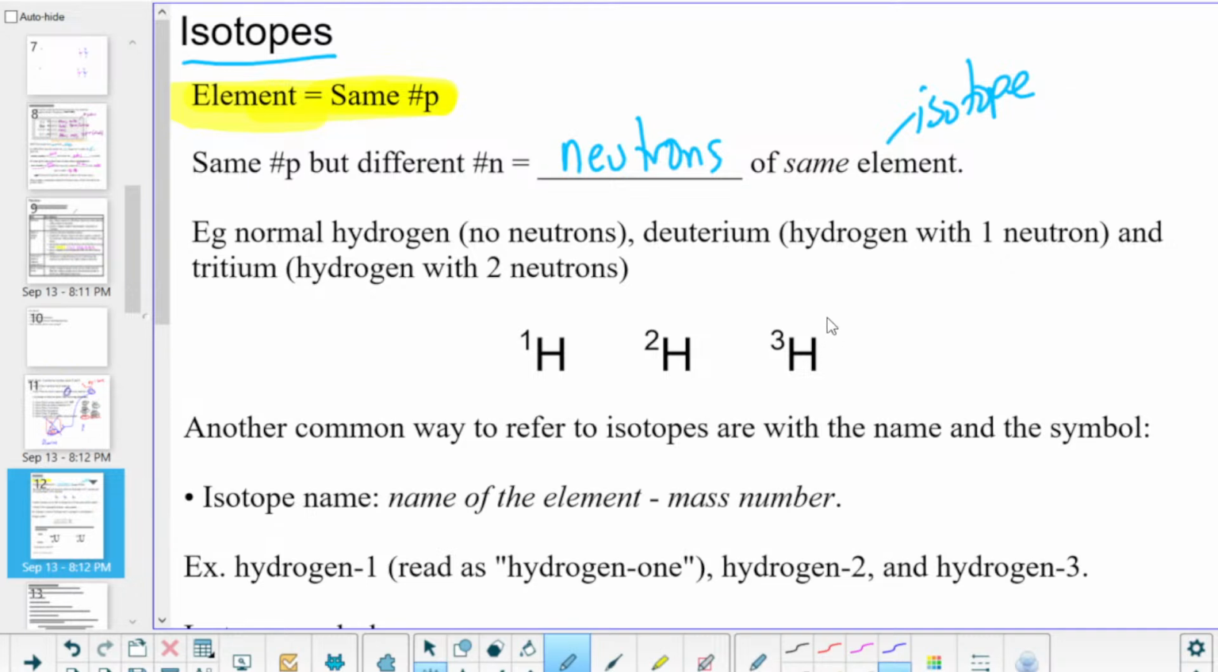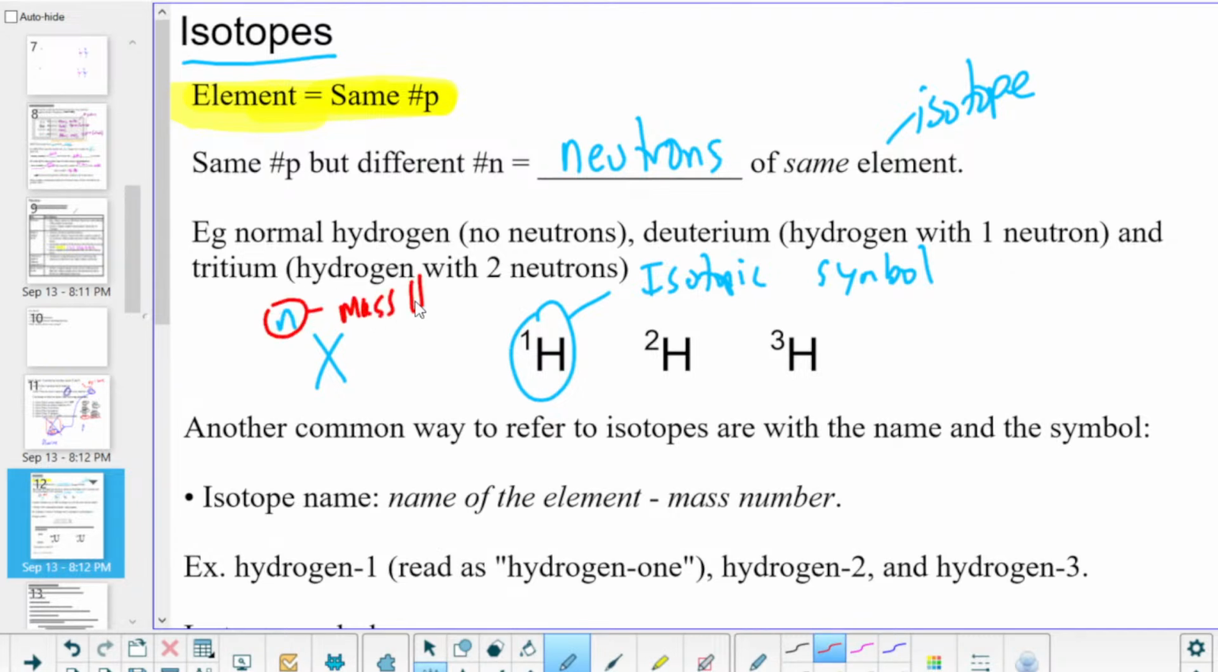This particular notation is isotopic symbol. If we have X to the N, what you looking for? This number up here is the mass number. And that is the element symbol.